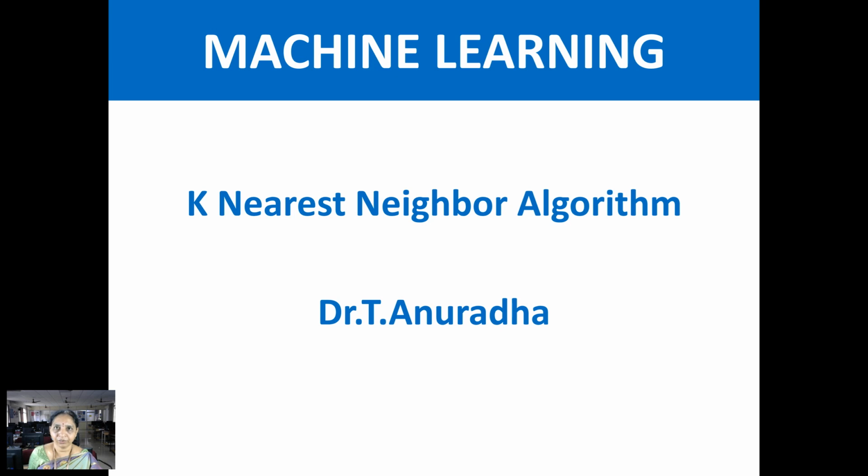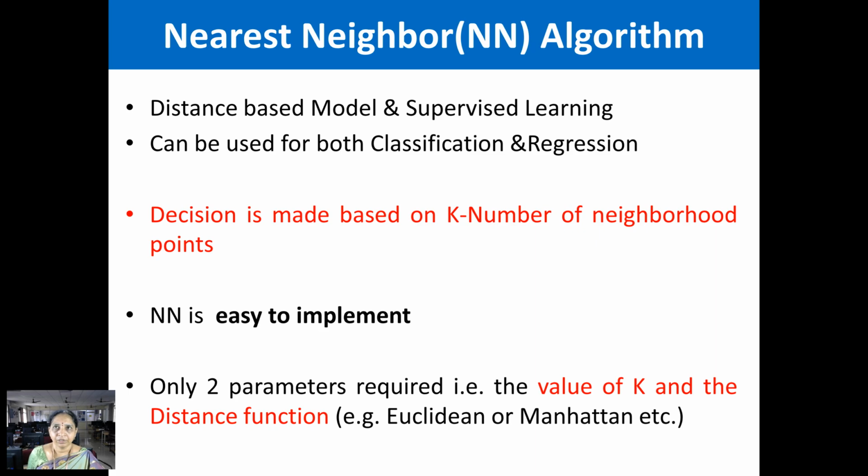Good morning. Today we are going to discuss the k-nearest neighbor algorithm. This is a supervised learning algorithm which can be used for both classification and regression, and it is a distance based model. That means it uses geometrical concepts like calculating the distances between different instances. And the decision for classification or regression is made based on k number of nearest neighbor points.